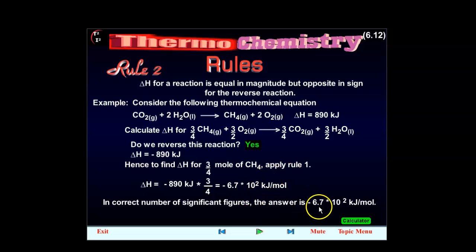Remember your answer has to be in significant figures. Instead of writing negative 6.67, you have to write negative 6.7 times 10 to the second power.